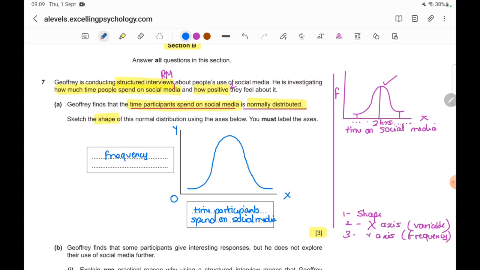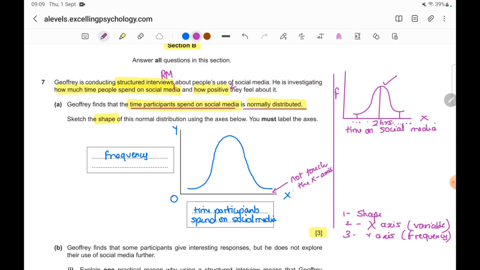Okay, nothing much more to discuss about this answer except for a couple of things. What you need to make sure is firstly your ends of the normal distribution must not touch the x-axis. Okay, normal distribution never touches the x-axis because there's always a probability of finding somebody in the population who's spending much more or much less time than we have estimated. Okay, so conceptually the normal distribution cannot touch the x-axis.